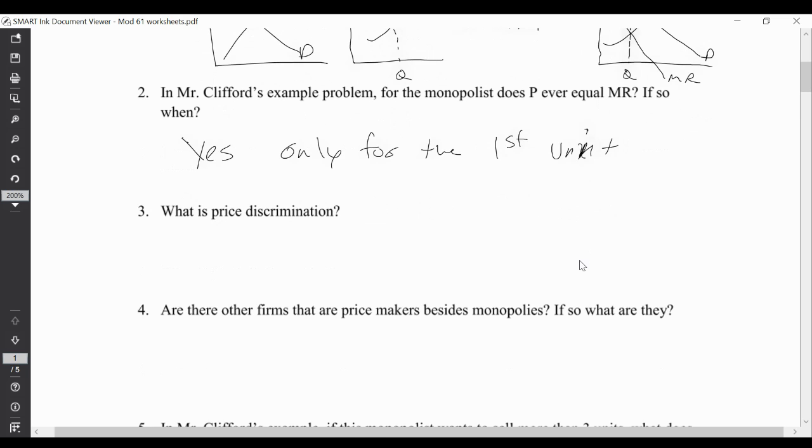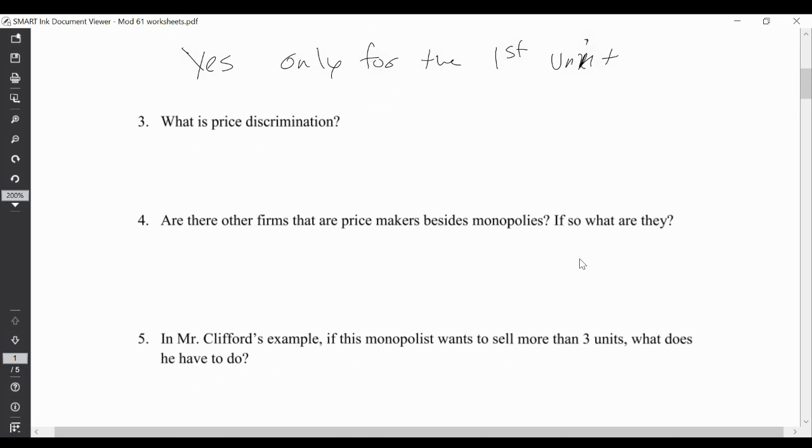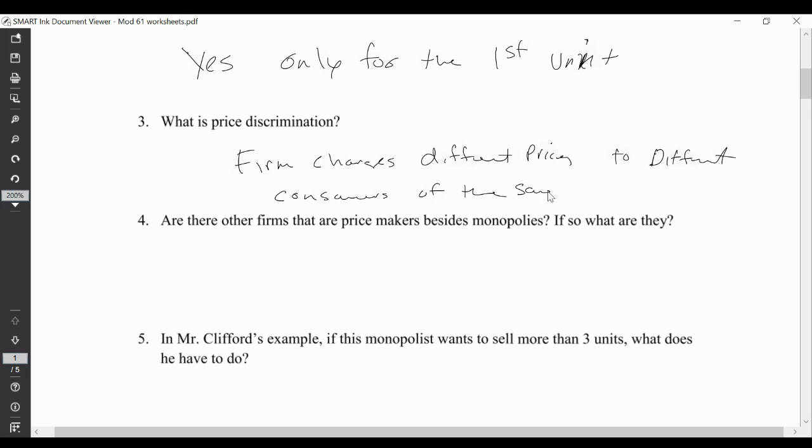Number three: what is price discrimination? Price discrimination happens when a firm charges different prices to different consumers of the same product.